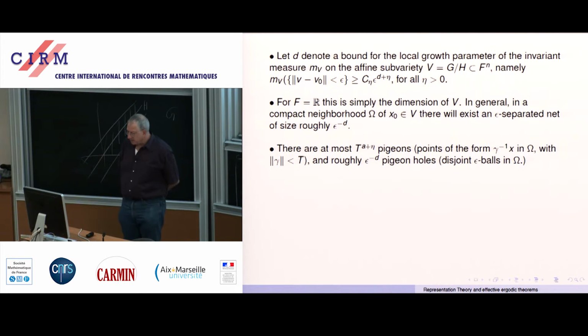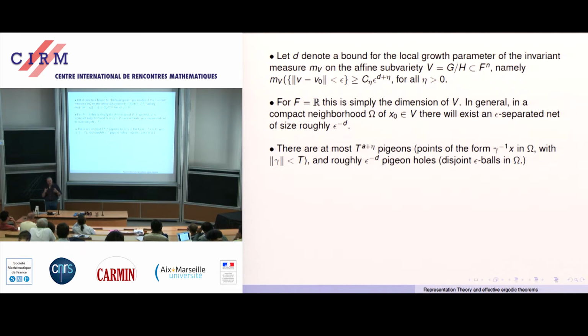So this means that there are at most t to the a pigeons, and the pigeons are points of the form gamma inverse x in omega with the norm less than t. These are the pigeons. These are the points we have in order to approximate other points. And there are roughly epsilon to the minus d pigeonholes, because what we would like to do is to take the pigeons and put each one close to these separated points.